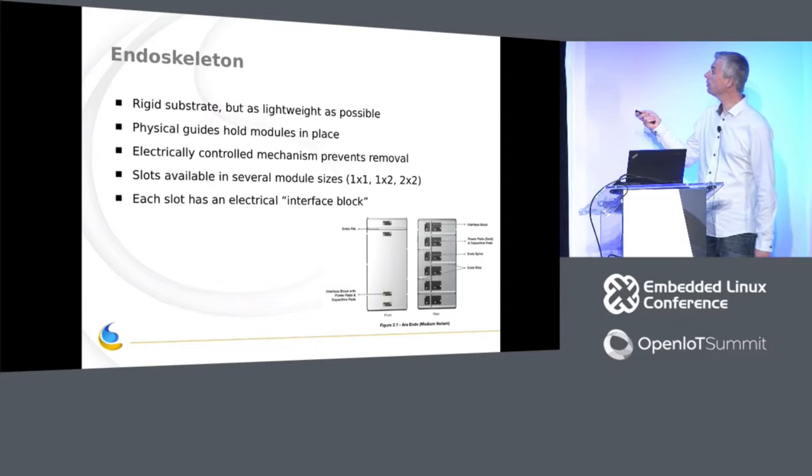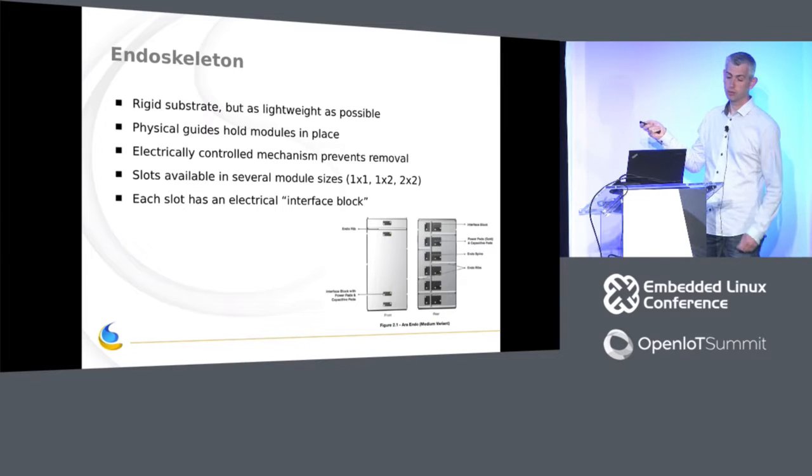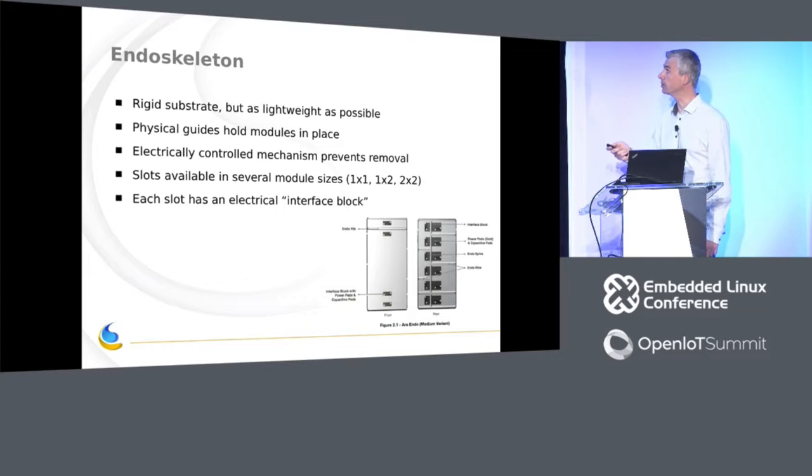Yeah, so you may notice also that for the bigger ones, the 1x2 and the 2x2, a module may have two interface blocks. That may be useful for modules that require more power than a single one, or may also require more data bandwidth. So it can typically double the power and double the bandwidth available. That's supported.